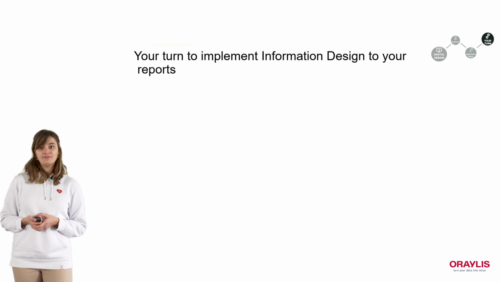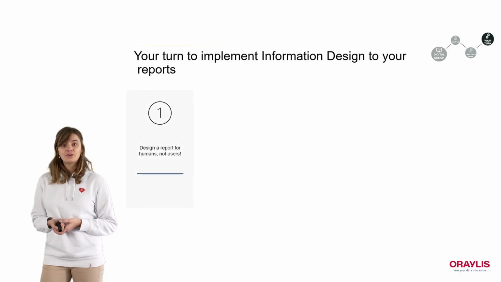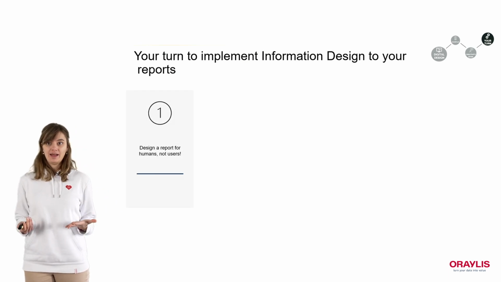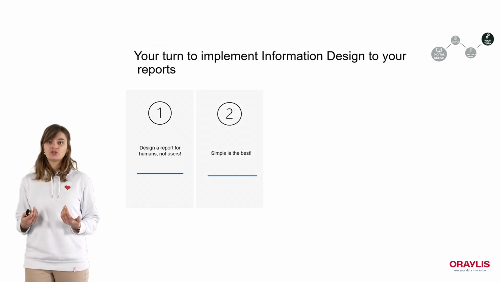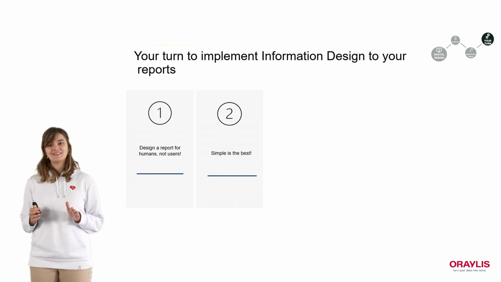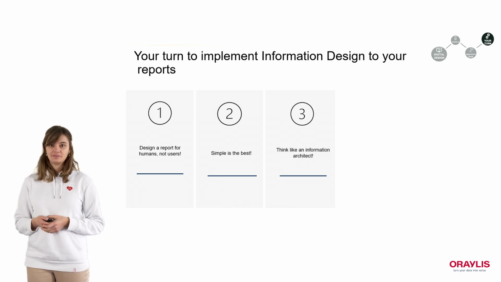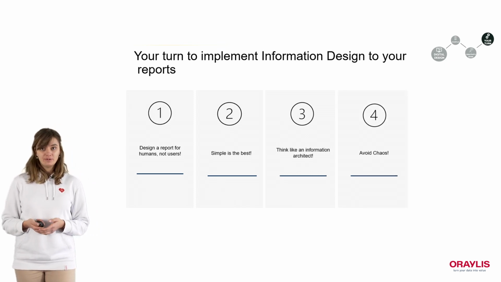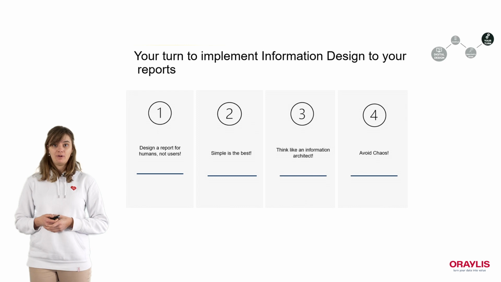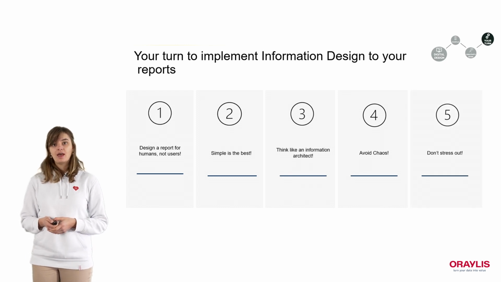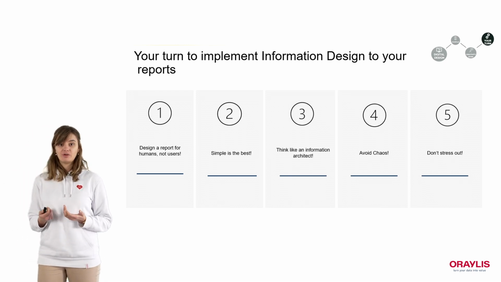I want to give you 5 tips and tricks how to implement information design into your Power BI reports. On the first tip, I want to show you what to keep in mind when you design visualization for humans. Secondly, I will show you what I actually mean by simple is the best. Thirdly, I want you to think like an information architect. The fourth tip will show you a small practical tip for your development of your Power BI reports to avoid chaos. Last but not least, I want you to not stress out when it comes to storytelling with data.